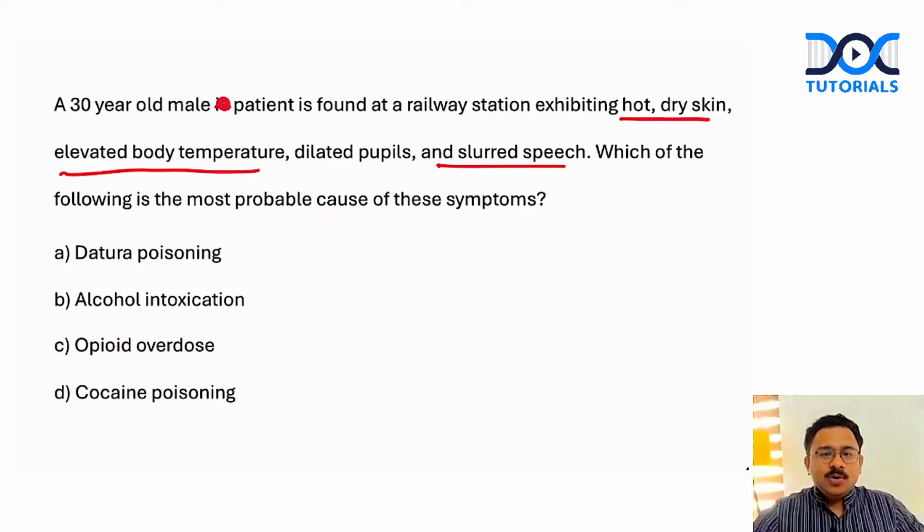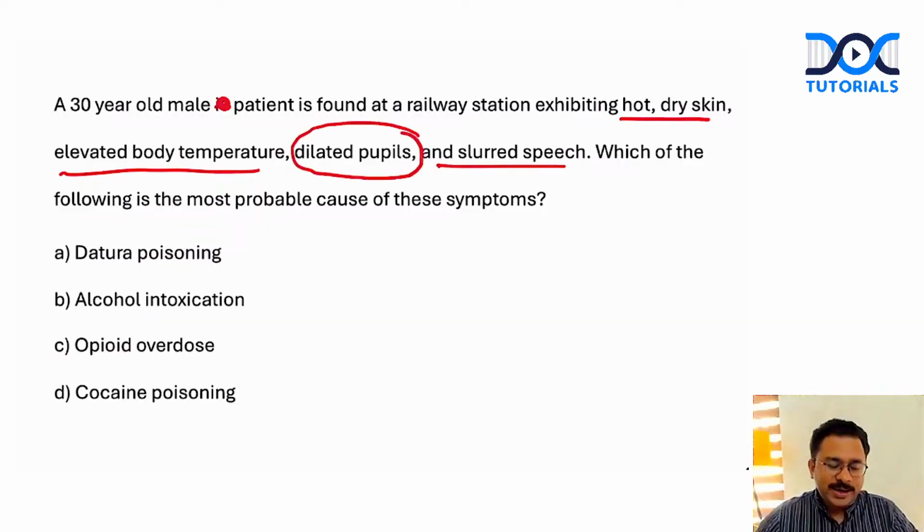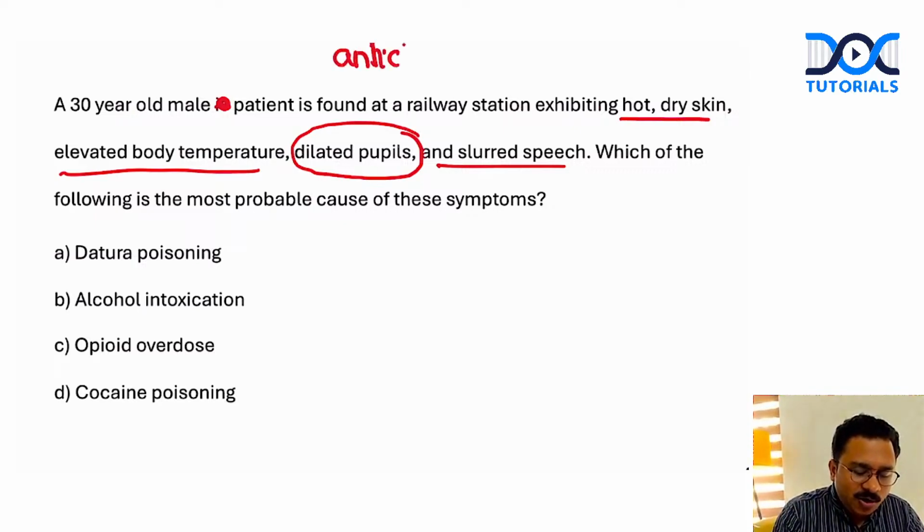Okay. What is the most likely cause of these symptoms? Now, you've got dilated pupils here. So when you get dilated pupils, hot, dry skin, elevated body temperature, you're again thinking about an anticholinergic toxidrome. That's what you call it. Anticholinergic toxidrome. That's what is happening here.